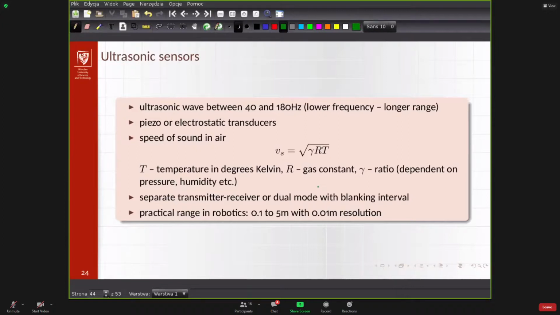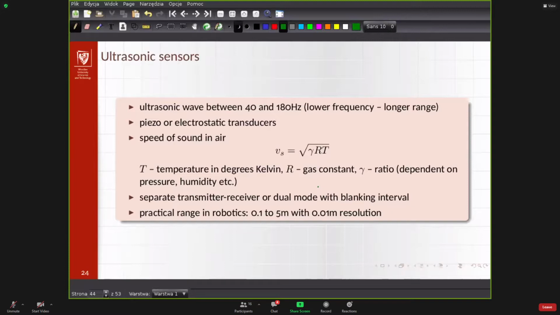The ultrasonic rangers can use either piezo or electrostatic transducers. Piezo transducers have a shorter delay and shorter time of stabilization. So when you send a command to send a signal, you get the signal transmitted faster. With electrostatic, it takes longer, so you cannot measure with very high frequency.